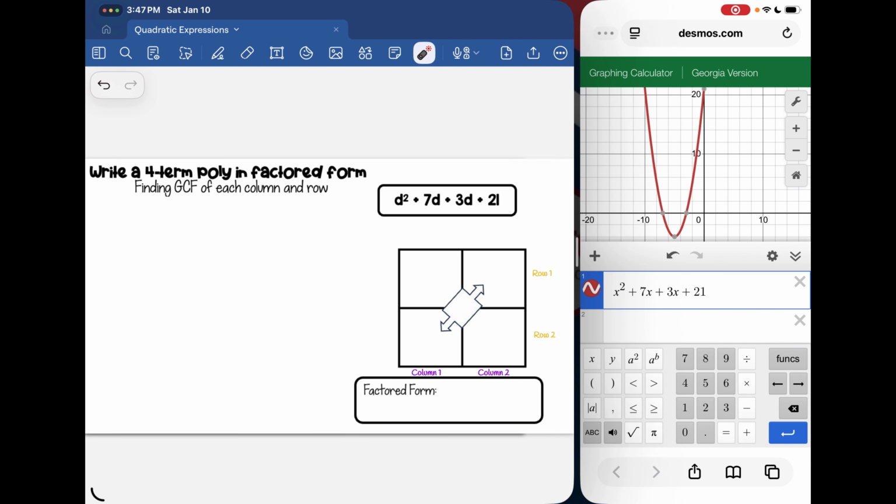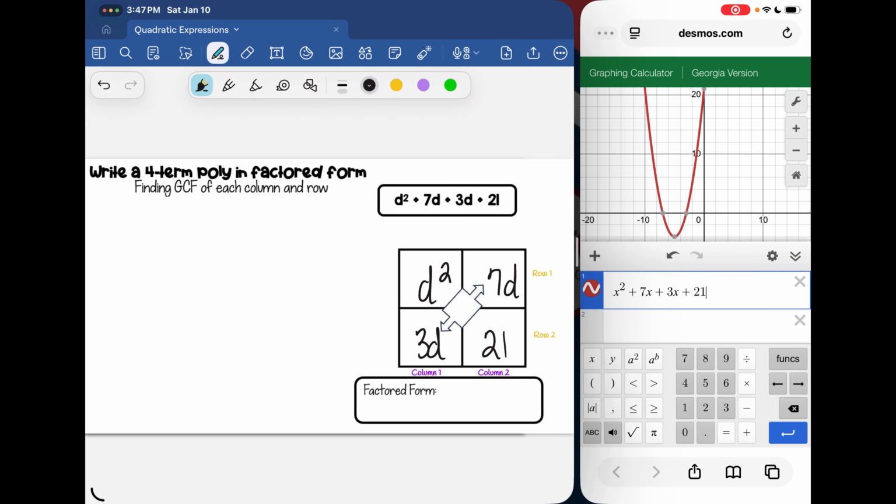All right, let's look at our second example. We have a 4-term polynomial, d squared plus 7d plus 3d plus 21, and they want me to write it in factored form, aka two parentheses or two binomials being multiplied to each other. So what is our first step? What are we going to do to the inside of this? We're going to write our 4-term polynomial, d squared plus 7d plus 3d plus 21. So the goal is to find the outside.